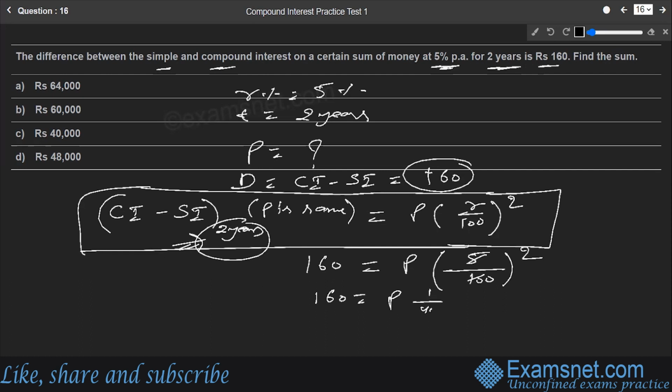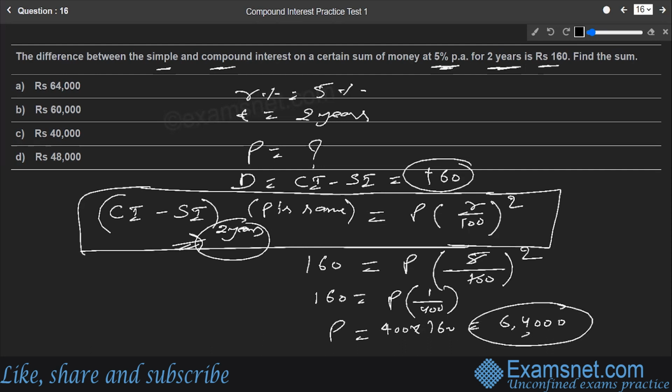So it is 1 by 400. Okay, and this way the principal value comes out to be 400 into 160, that is nothing but 64,000. That is the principal value coming. So the option available, A, is the right answer. Mind you, this particular formula for the difference of compound interest and simple interest is available only when the time duration is 2 years and the principal should be the same.